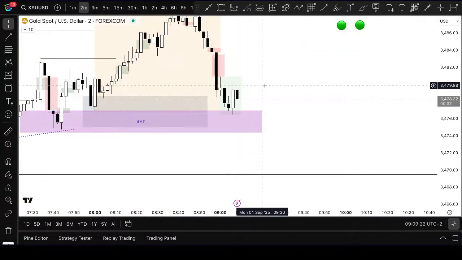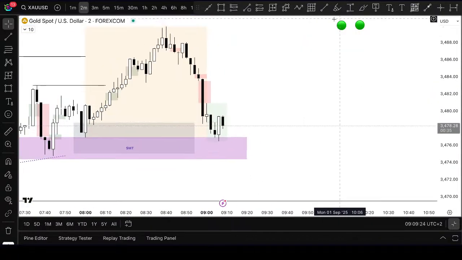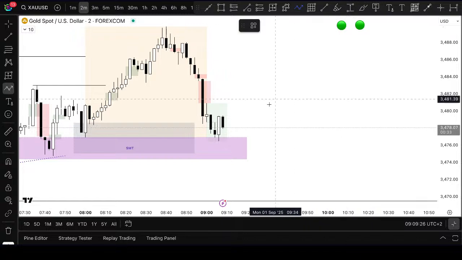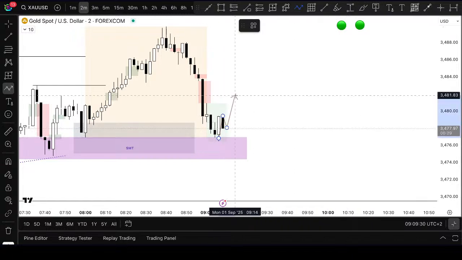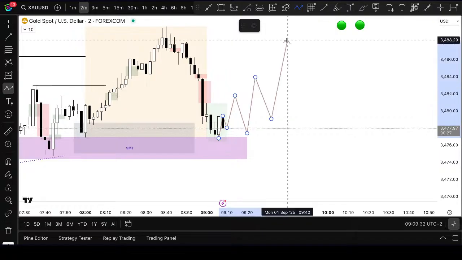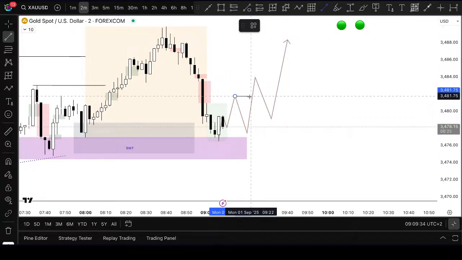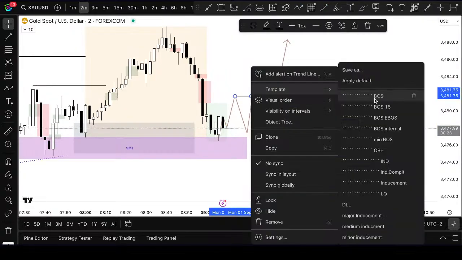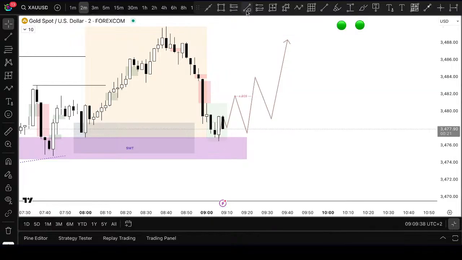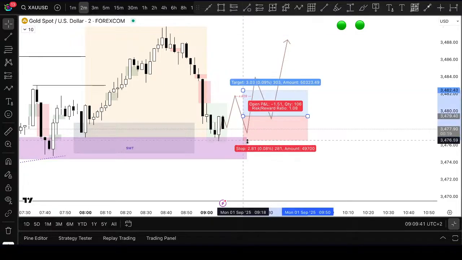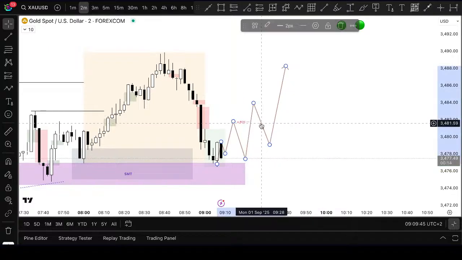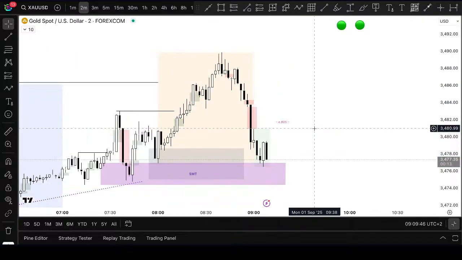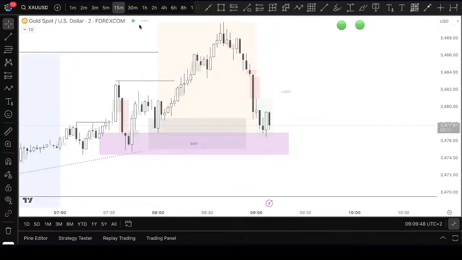So what are the conditions which we need to have? In order for this to be long, we need to have this movement, and we need to have a proper break of structure to the upside in order to go for long. Put this as the SL, 1:2 easily. That's one way of looking, but honestly this is for the buys.